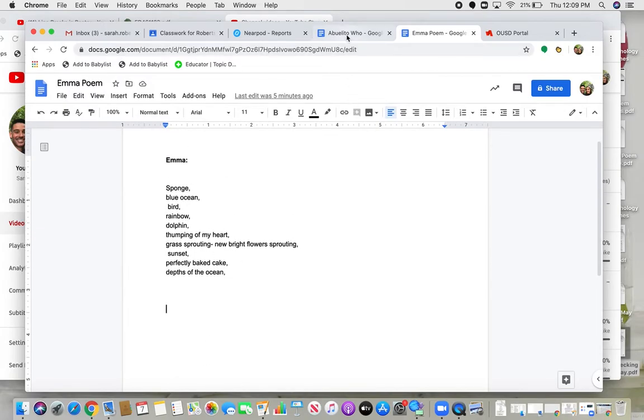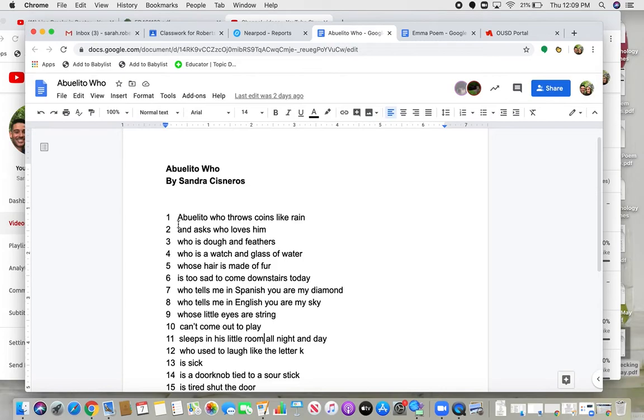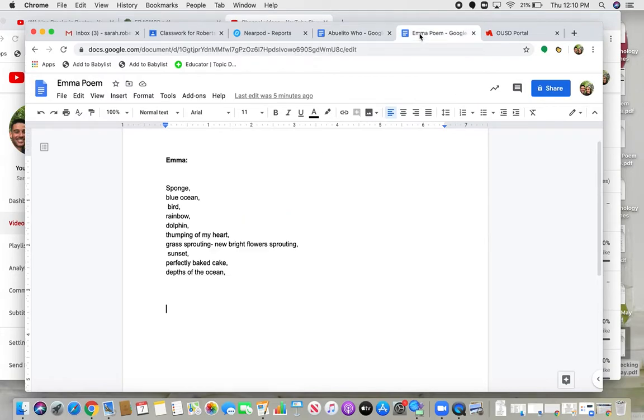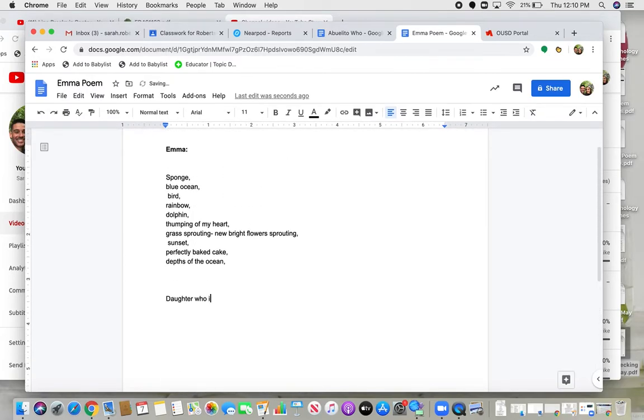So I'm going to look at the "Abuelito Who" poem by Sandra Cisneros, and I'm going to literally go line by line, and I'm going to fill out the first couple of words that Sandra uses, and I'm going to plug in Emma, the comparisons and the words that I'm going to use for Emma. So I'm going to literally start off in a very similar way. Instead of saying "Abuelito Who" (Abuelito means grandfather in Spanish), I'm going to say "Daughter who is a perfectly baked cake with layers of strawberry, vanilla, and chocolate."